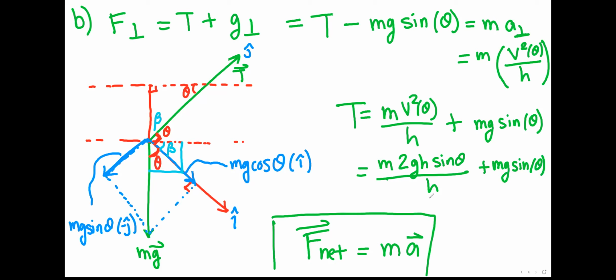Now, what we notice here is we can cancel out these h's. And then we have 2mg sine theta and mg sine theta. So the final tension will become, I'm just writing everything down quickly. So would it just be 3mg sine theta? Very good. Yeah, that's exactly what they got in the answer.